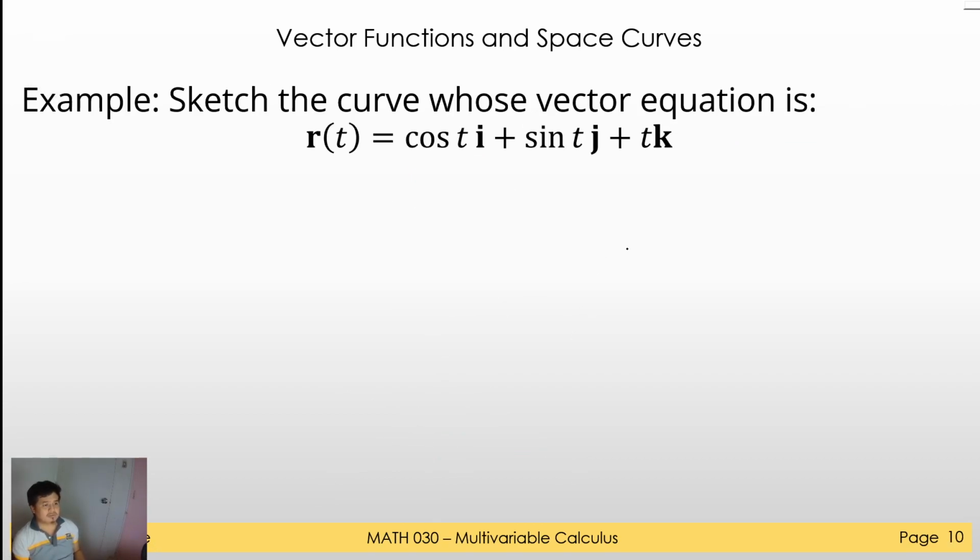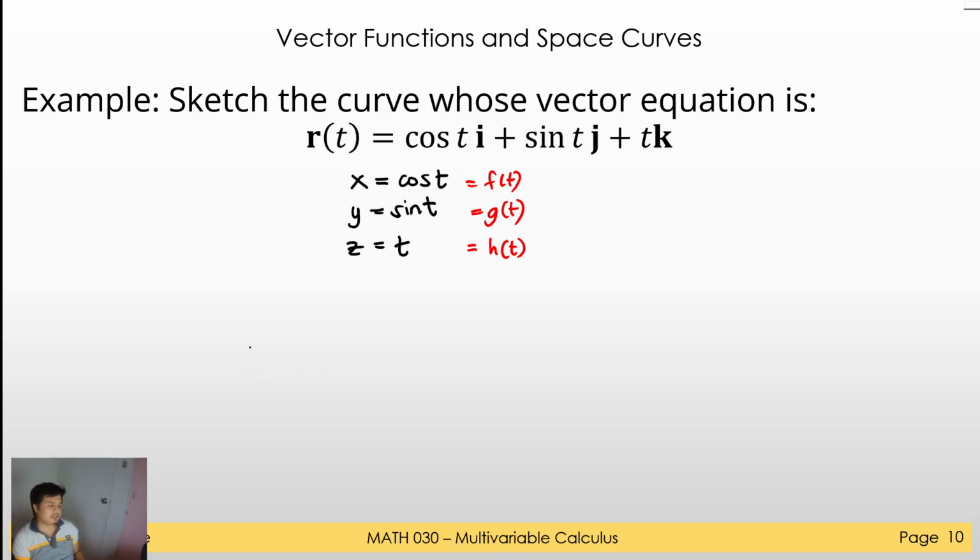Okay, so sketch the curve whose vector equation is cosine t i plus sine t j plus t k. Okay, now how do we do this? In parametric equation form, we have x is equal to cosine t, y is equal to sine t, basically the coefficients of your unit vectors, and z is equal to t. So this is your f of t, this is your g of t, and this is your h of t. Okay, so what should we do here?